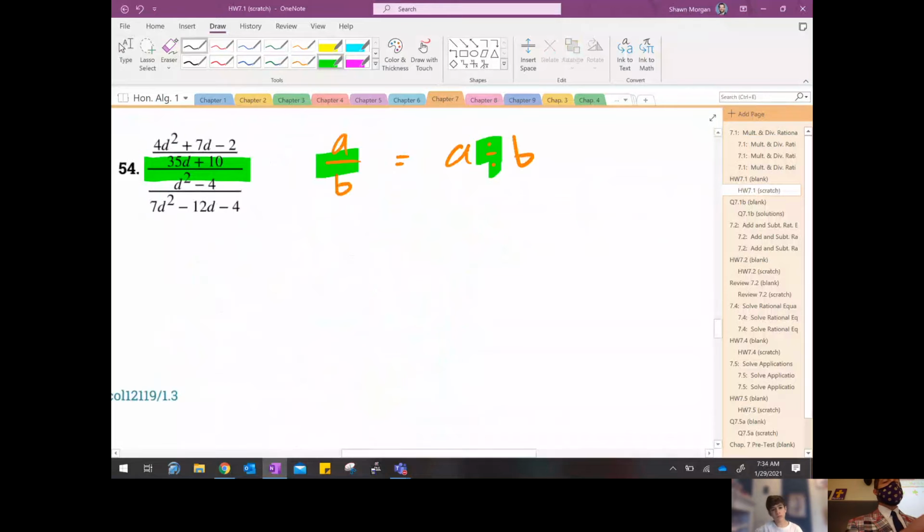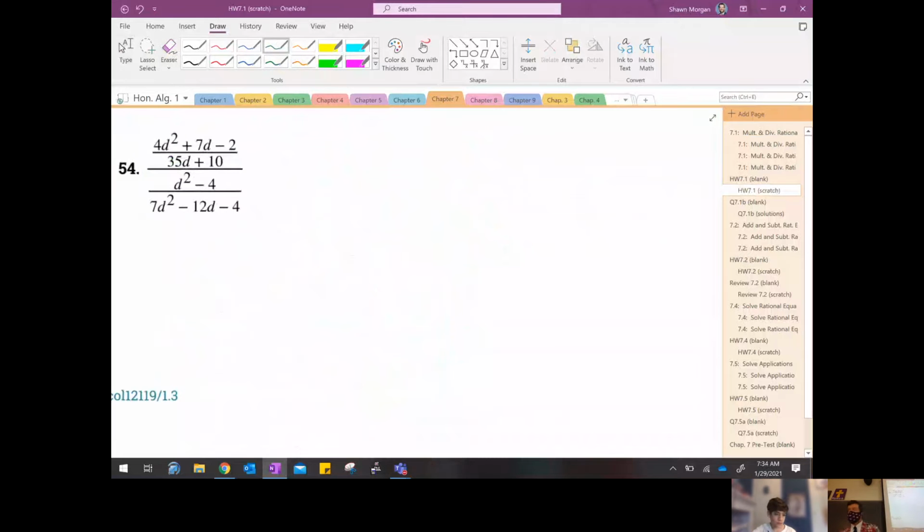And so what we can do is ask ourselves a question, okay, what is my dividend and what is my divisor? Let me get my color that I wanted here. There we go. We'll do it in green. Now, the dividend is the thing that's up at the top of our fraction, right? The thing that, if you were doing long division, would be inside the house. In other words, my dividend here is going to be that top fraction, 4d squared plus 7d minus 2, or 35d plus 10. All right. What's the divisor? What's the fraction that would be on the bottom?